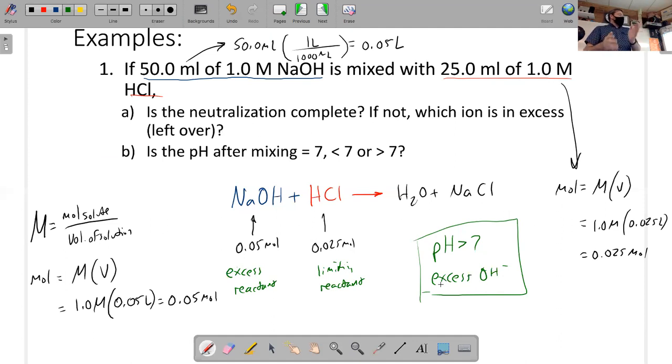So the ion that's in excess, that's left over, is hydroxide. There is also excess sodium, but sodium ions don't affect the pH of the solution. They're just excess sodium ions in solution. They're just sodium ions floating around along with hydroxide ions.